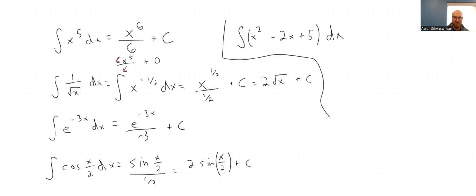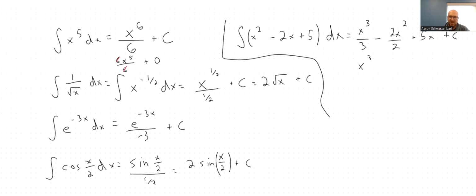Well, we just integrate them term by term. X squared becomes x to the 3rd over 3. Oops, let's make that a 3 there. Negative 2x becomes negative 2x squared over 2 plus 5x plus c.